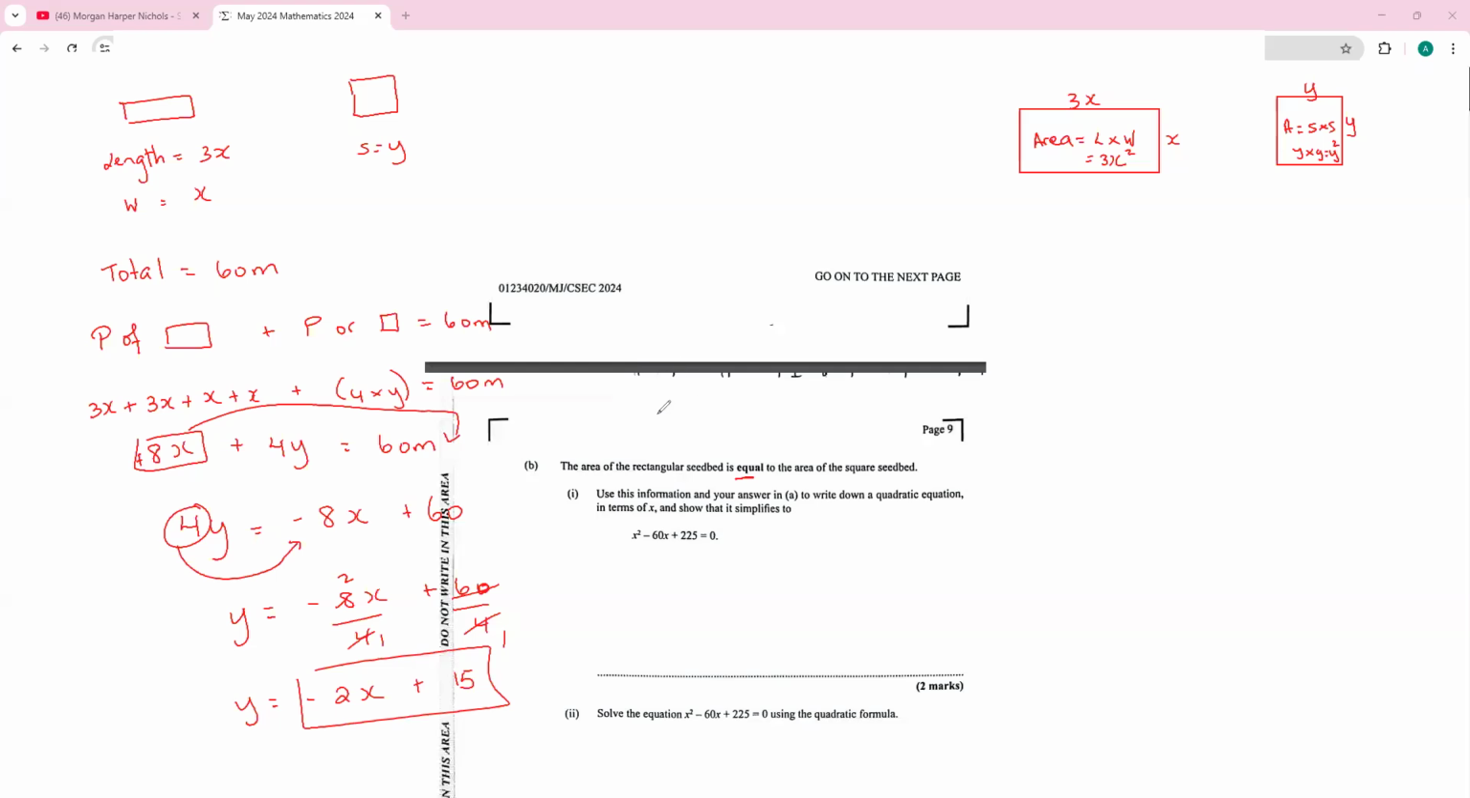Right. So they said the area of this region is equal to the area of this. So we have the area of the rectangular one, 3x squared, is equal to y squared.